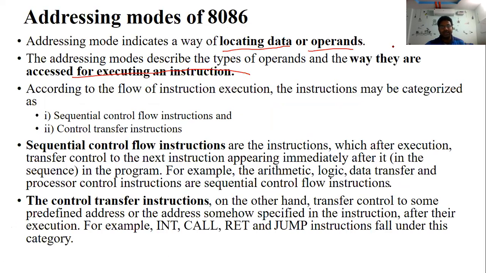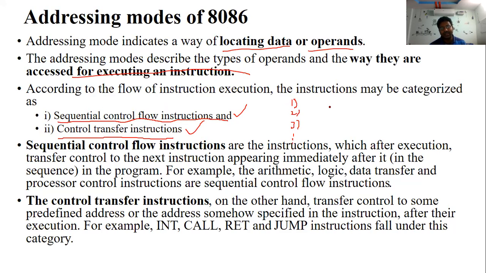So these addressing modes can be divided into two types. Sequential, nothing but one-by-one instruction execution, and the second one is control transfer instructions. In sequential instructions, the microprocessor executes the program: first instruction, second instruction, third instruction, and so on.